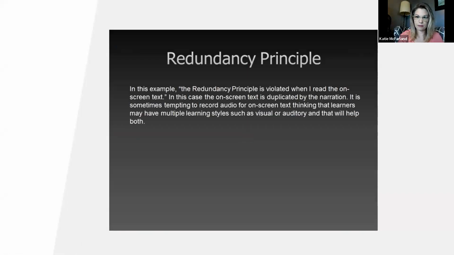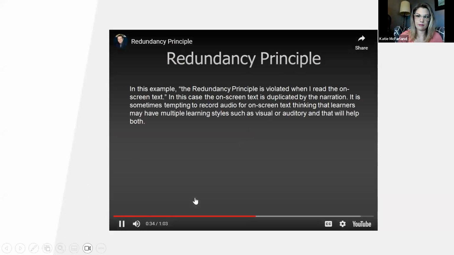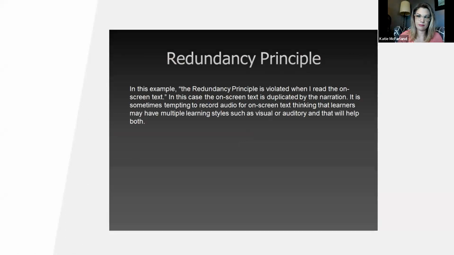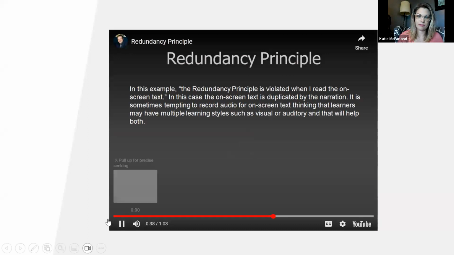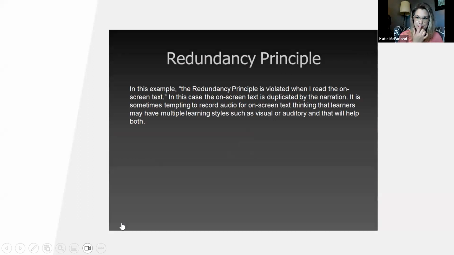Methods. In this example, the redundancy principle is violated when I read the on-screen text. In this case, the on-screen text is duplicated by the narration. It is sometimes tempting to record audio for on-screen text, thinking that learners may have multiple learning styles, such as visual and auditory, and that this would help both. So stop. The fact is that it is contrary to how we know people learn and process.